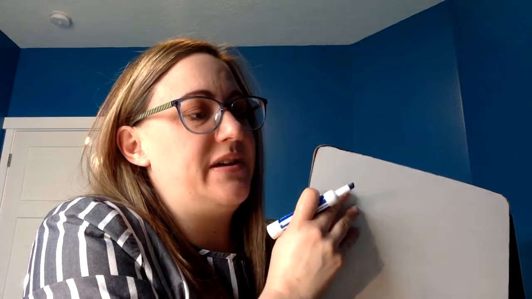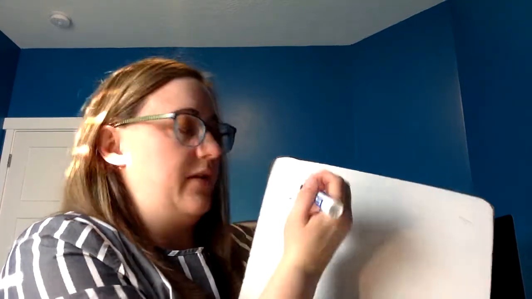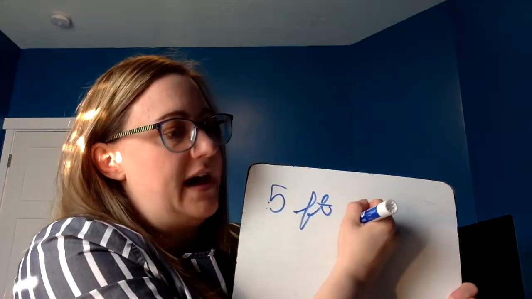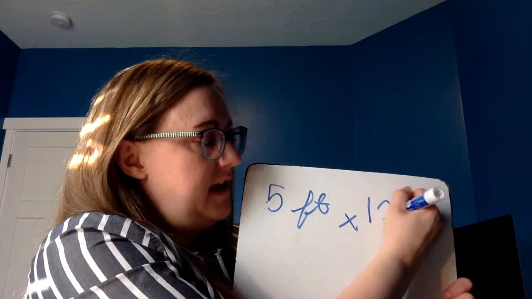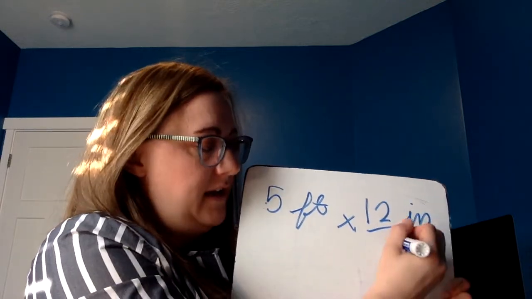So example 2 is multiply 5 feet by 12 inches per foot. Okay, so now we have 5 feet, and we're going to multiply that by 12 inches per foot. So per is going to be divided.